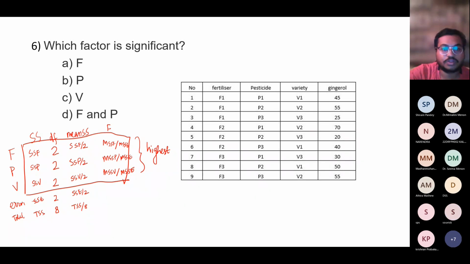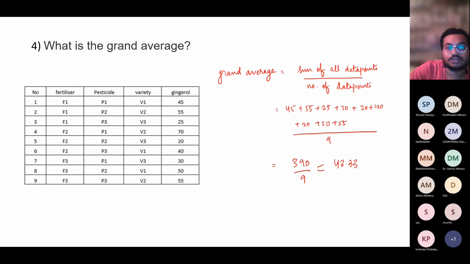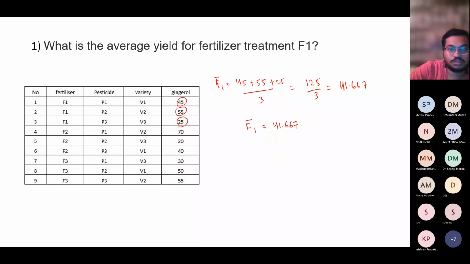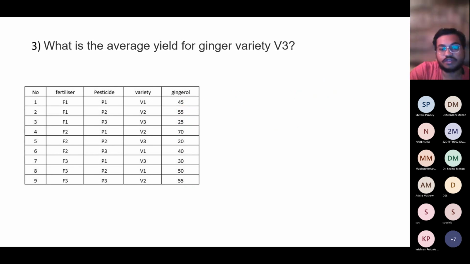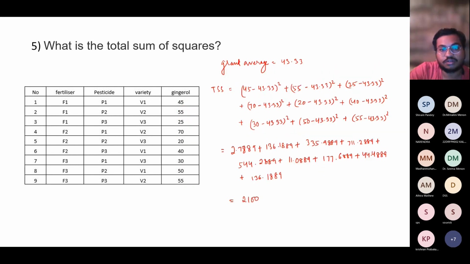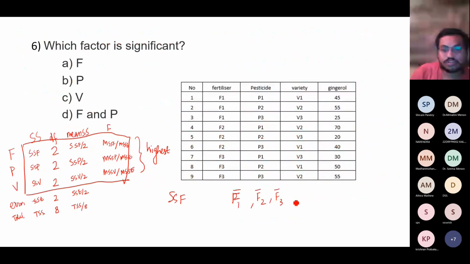So that is what we are going to do. To find the sum of squares, we need to find all the averages. For finding the sum of squares for fertilizers, we need the average for fertilizer 1, the average for fertilizer 2, and the average for fertilizer 3. These will be calculated similar to how we calculated these things. Here we calculated the average yield for fertilizer 1. In the similar way, we'll calculate the average yield for fertilizer 2 and fertilizer 3.